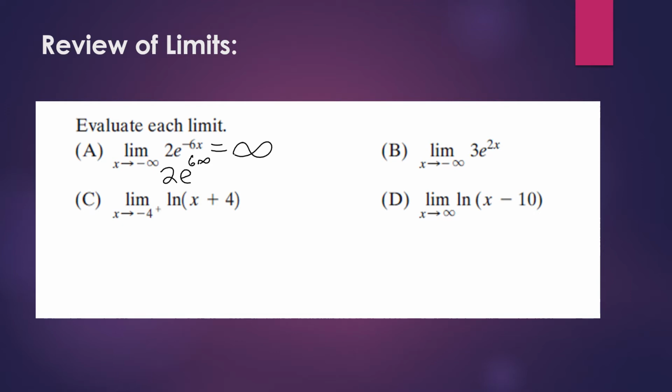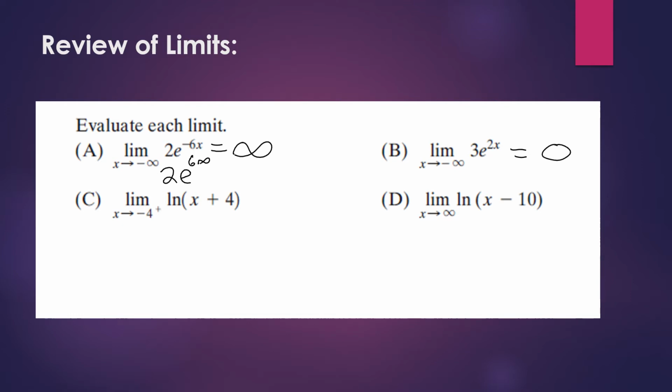For b, the limit as x approaches negative infinity of 3e to the 2x. If we were to plug in, we're going to get 3e to the negative 2 infinity, and that's going to look similar to the first function on the last slide, which was e to the x. And as x went to negative infinity, this went to 0.